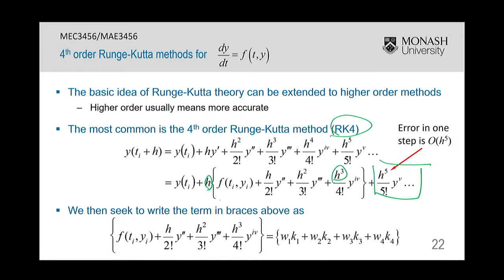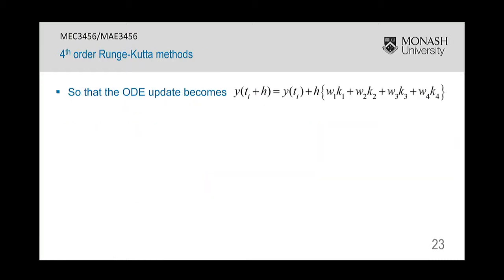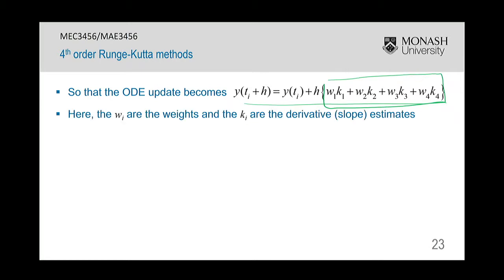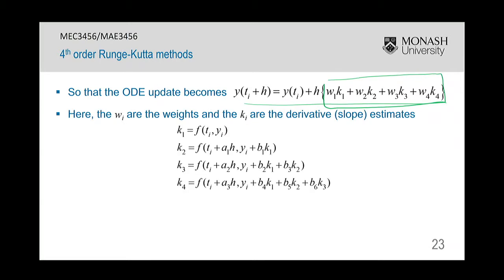What we seek to do now is to write this term in the braces as a linear combination of terms. The W's here are weights, so they're numbers, and the K's are derivative estimates, evaluated somewhere inside the interval t_i to t_i plus h. So the ODE update, once we have calculated what W1, K1, etc. are equal to, is just a simple update that looks like that. But RK4 is all about how we estimate these things in the curly braces. As mentioned before, W are the weights and K are the slope estimates.